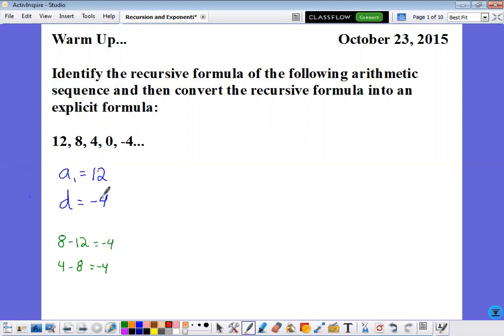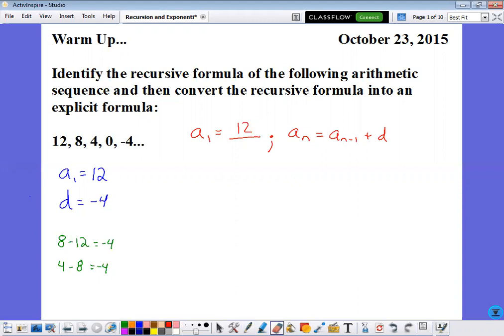So now that we know these two things, though, the development of the recursive formula, like it wants us to develop, is pretty easy, right? In order to have a recursive formula, we first have to give our audience a starting point, or the first term. We also then will use this formula, a sub n equals a sub n minus 1 plus your common difference. And so in this case, we already have the two elements we need to finish this out. Our first term, or a sub 1, is going to be 12. So we're identifying a starting point for our audience. And then the common difference is -4.